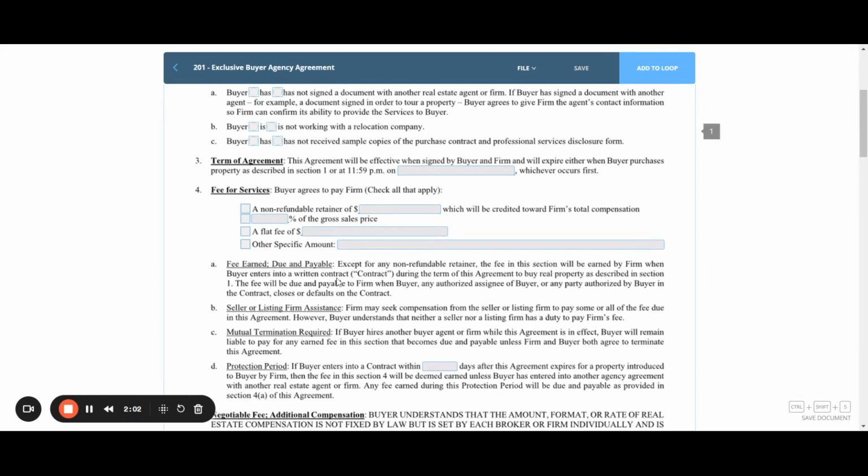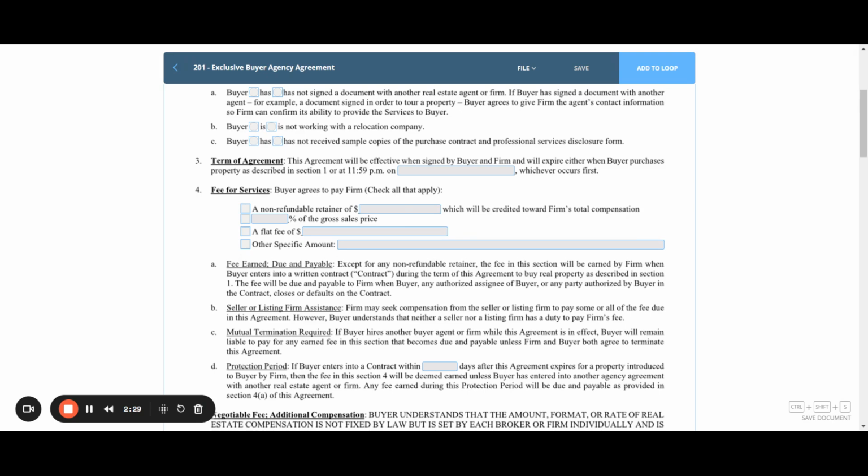I'm going to touch on this fee earned and due and payable section because this can be confusing when an agent is unprepared to explain it to a client. That is that the fee that we charge up here in paragraph 4 is earned when the buyer goes under contract to purchase real property. Now it's earned, but it's not due and payable unless the buyer closes on a property or defaults on the contract to purchase the property.